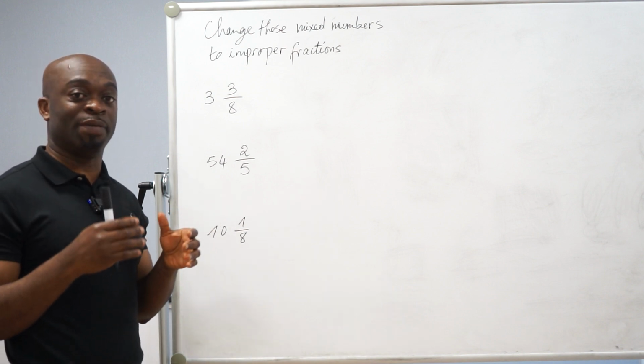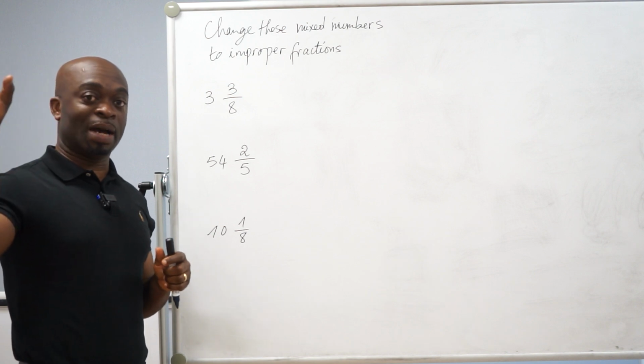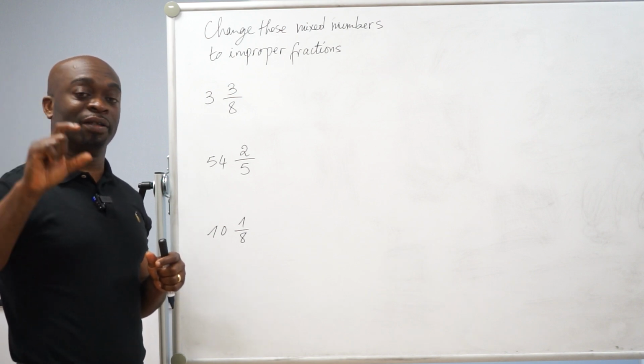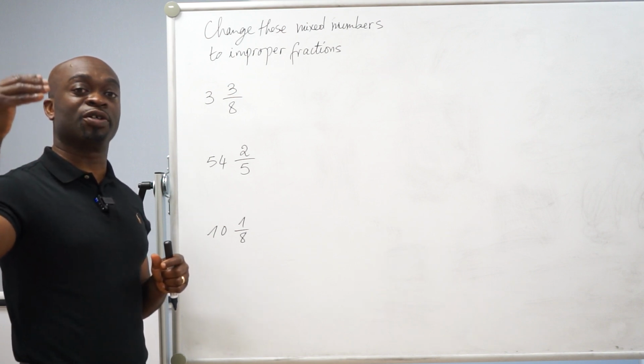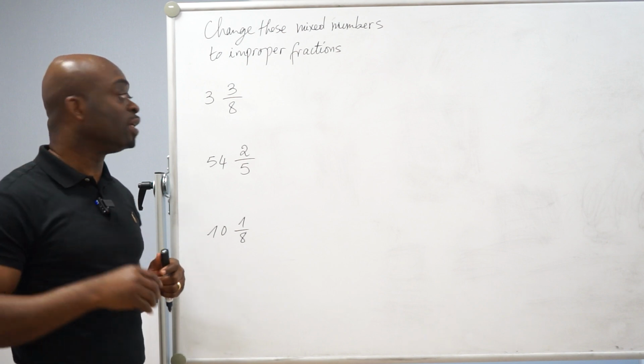And remember also for improper fraction, that means what? The top number is going to be higher than the bottom number. So the numerator is going to be higher than the denominator, correct? So let's go at it.